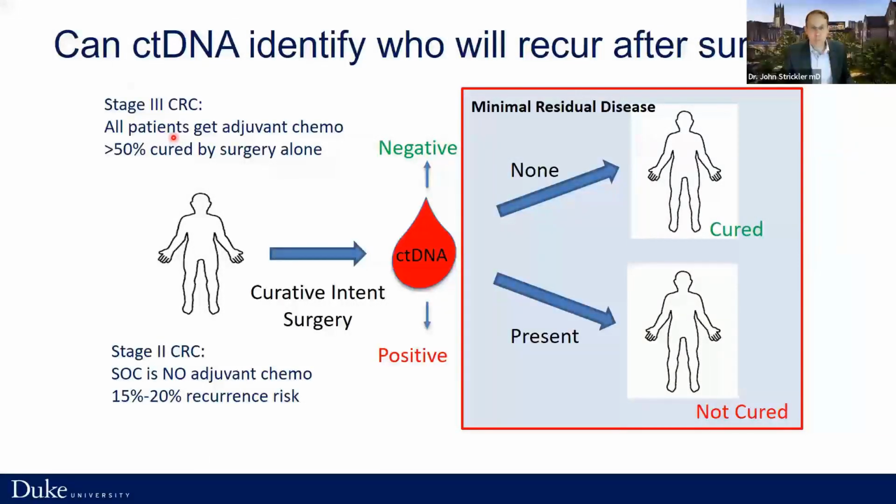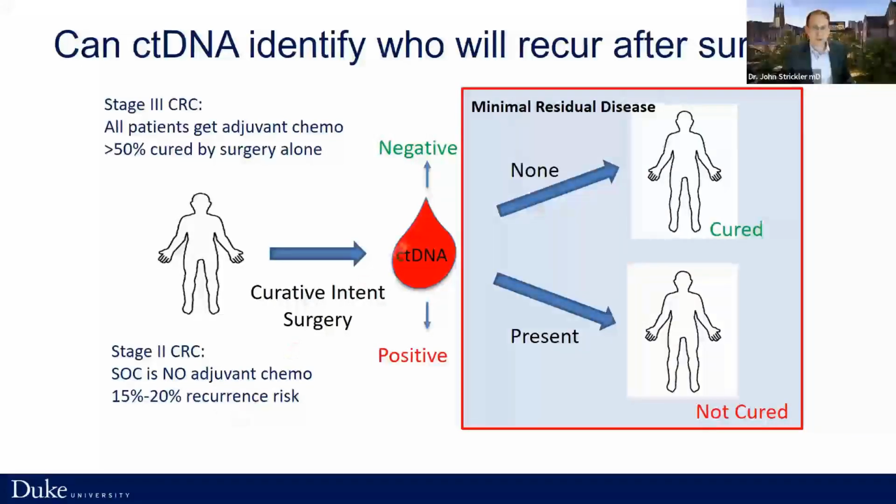So we know we're probably over-treating a large number of patients with stage 3 colon cancer. On the flip side, in patients with stage 2 colon cancer, the cure rate with surgery alone is 80 to 85%. And in this scenario, frequently we recommend no adjuvant chemotherapy. So here there may be patients that we're under-treating.